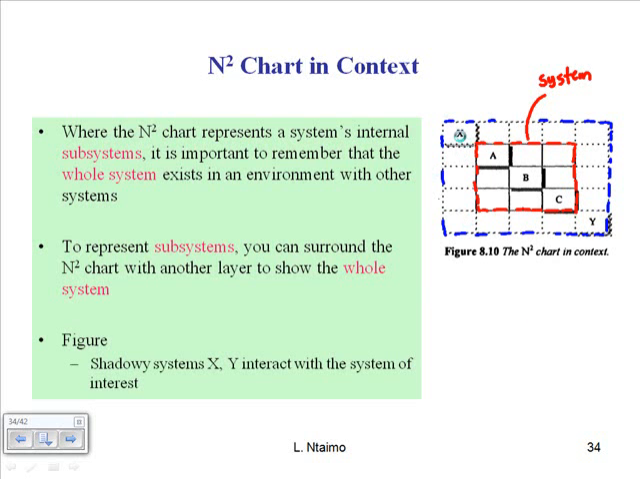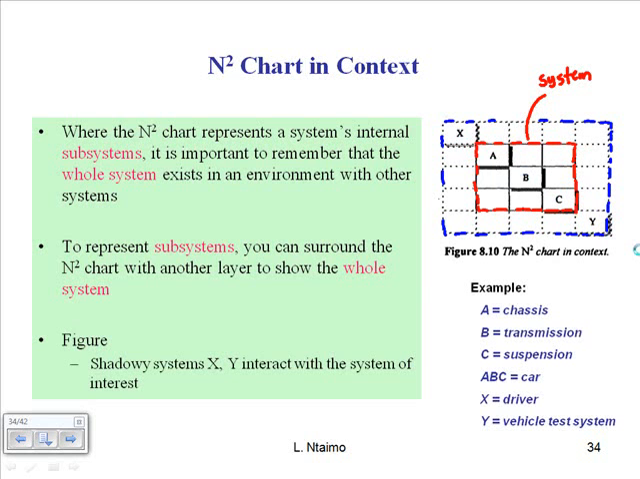So we have these shadowy systems, X and Y. Okay, but I'm not focusing on these. I'm just focusing on A, B, and C. For example, this particular system ABC could represent a car. Okay, ABC could be a system representing a car.